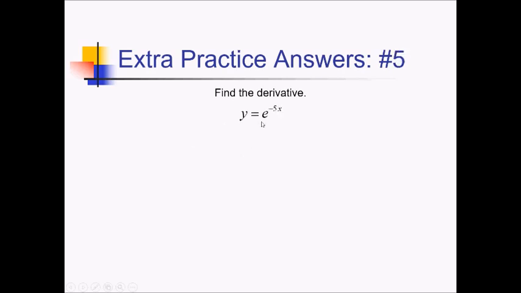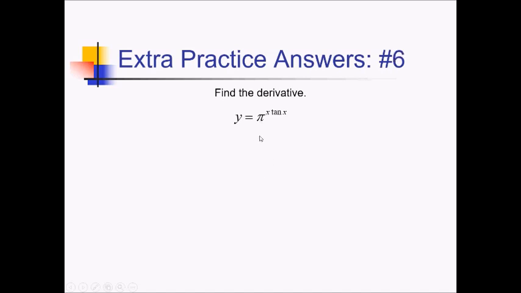On this one, I'm taking the derivative of e to the negative 5x. That's a chain rule. Outer function is e to the something, so the derivative of the outer function is e to the something. But now we have to multiply by derivative of the something. Derivative of negative 5x is going to be negative 5.